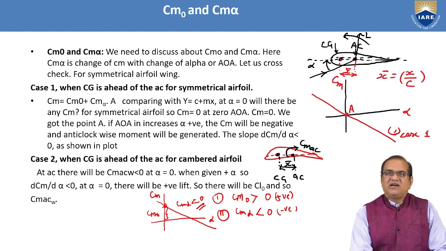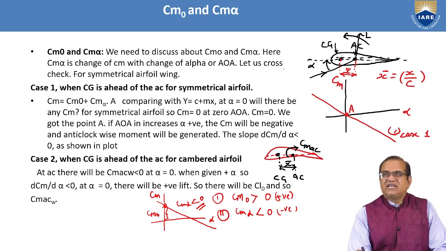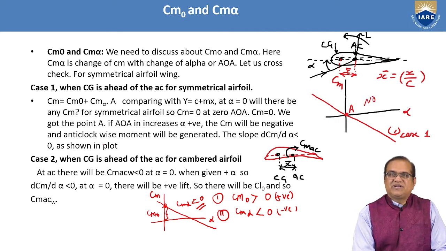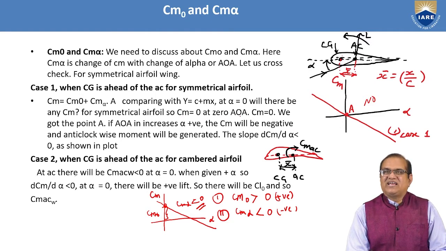Cm alpha into alpha, comparing with y is equal to C plus mx, at alpha is equal to 0. Is there any Cm here at 0? No Cm. For a symmetrical airfoil, Cm is equal to 0 at angle of attack 0. So Cm is equal to 0.